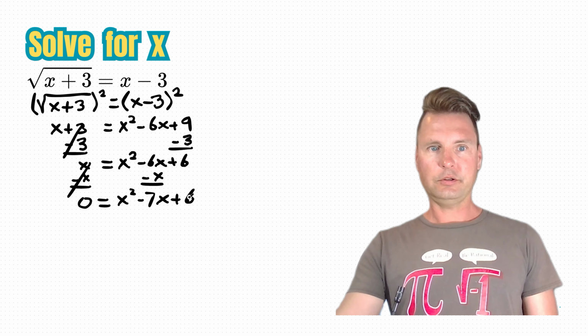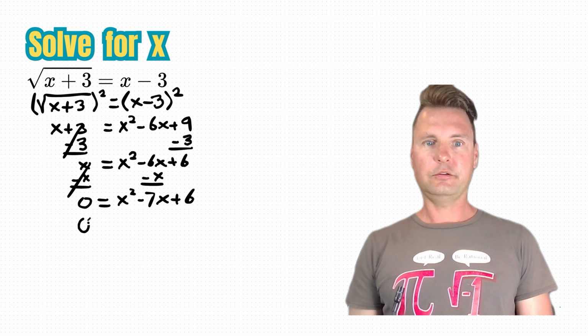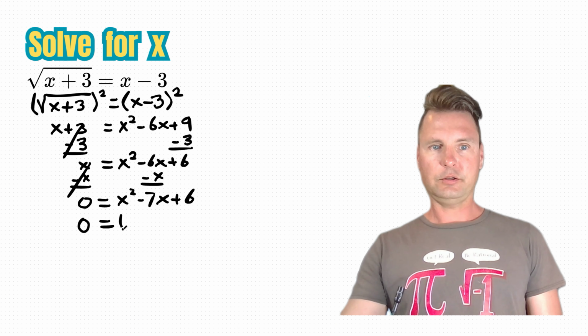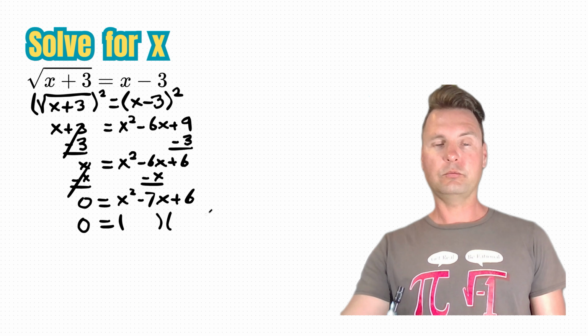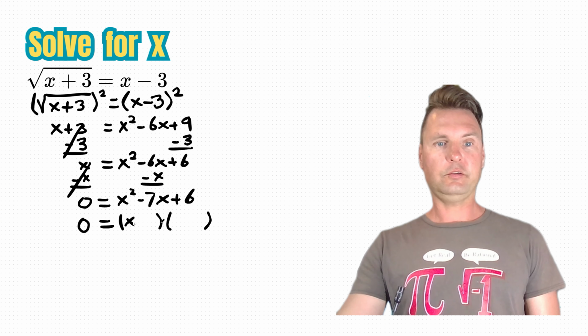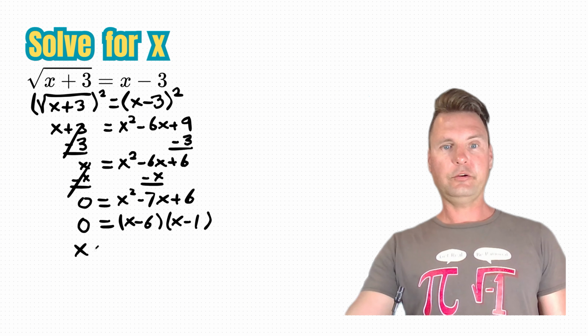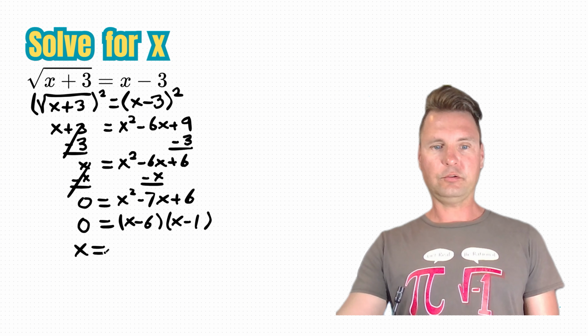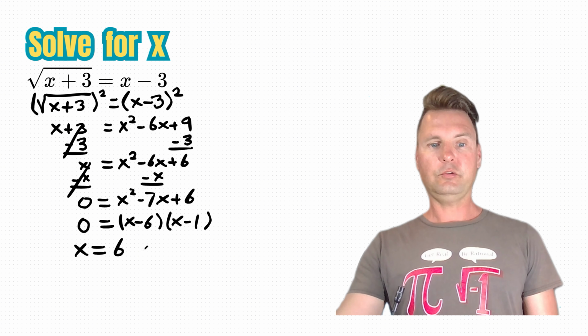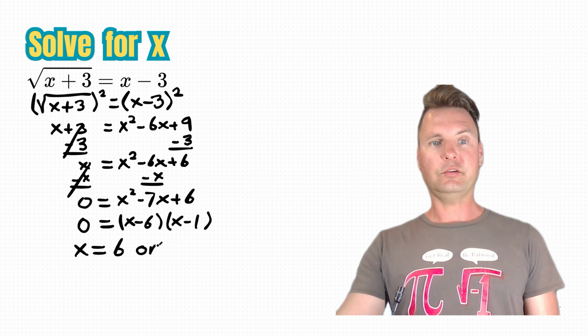Okay, and the next step is to factor the right-hand side, and we get 0 equals x minus 6 times x minus 1. And by the zero product property, we get potential solutions x equals 6 or x equals 1.